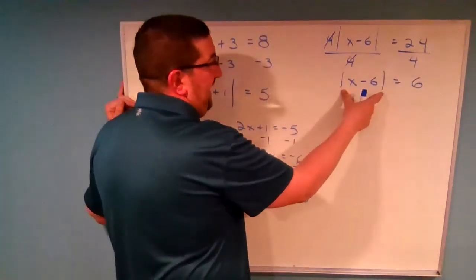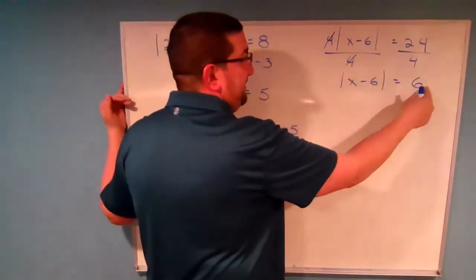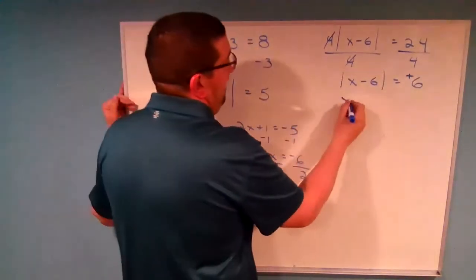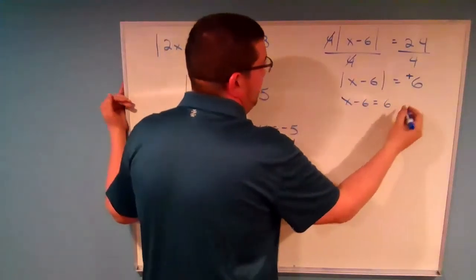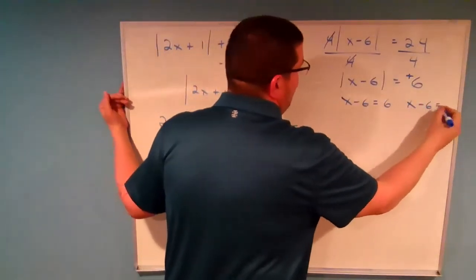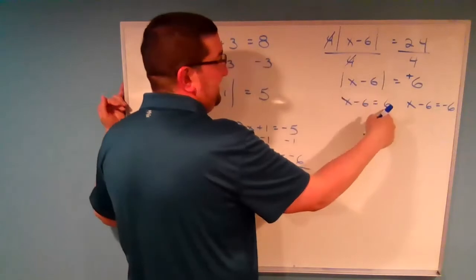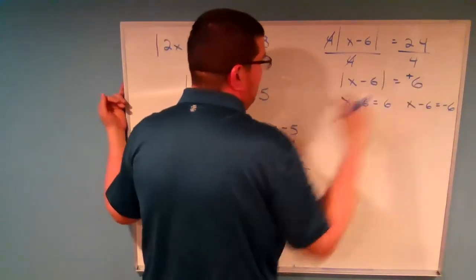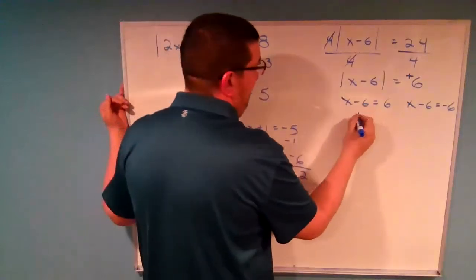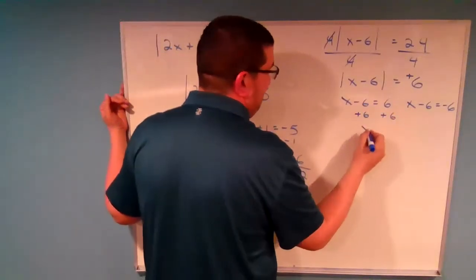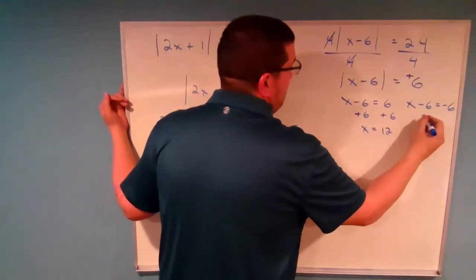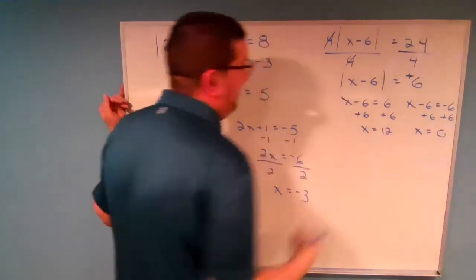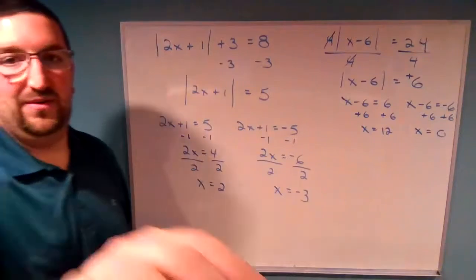Now, once the absolute value bar is isolated and it equals a positive, right? A positive 6, we don't want a negative there. We break it up into the two equations that we would have. So the absolute value of 6 gives us 6, and the absolute value of negative 6 gives us 6. So now we would just add 6 to each side. And we would say that x equals 12 and x equals 0.